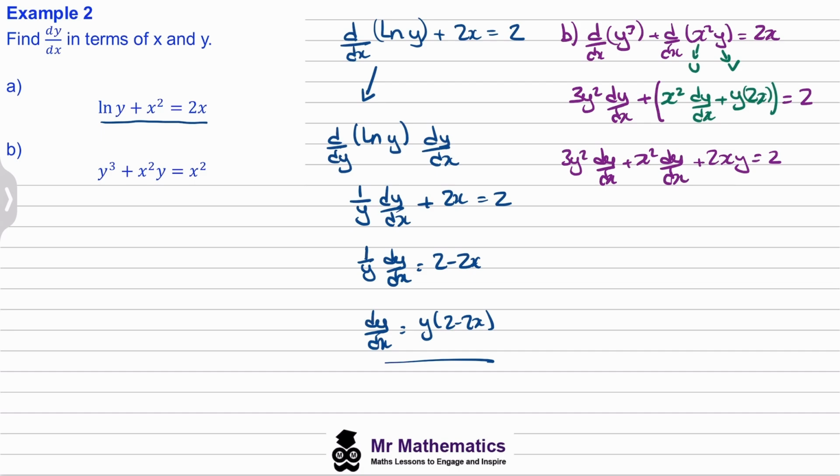Now we can move this over to the right hand side, and we'll factor out the dy by dx. So dy by dx multiplied by 3y squared plus x squared will be 2 minus 2xy. Now we'll divide both sides by this term. So dy by dx will be 2 minus 2xy over 3y squared plus x squared. Okay?